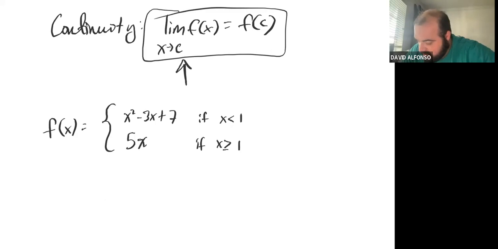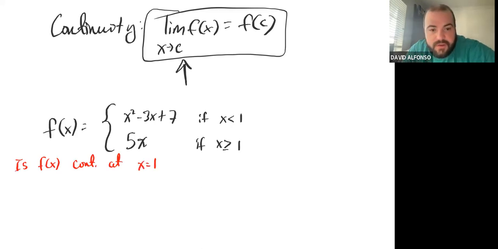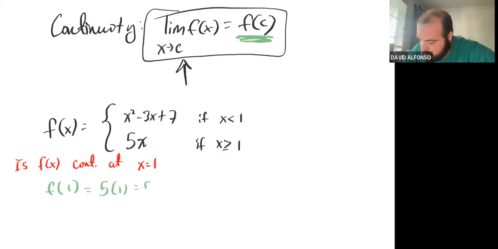Okay, so let's say the question is: is f of x continuous at x equals 1? You would have to prove that. First of all, what's the value of y of the function? That's the easiest one to do. So what is f of 1? Because it's equal at x equals 1 to the second function, you plug 1 into the second piece, which would be 5. So that's the value of y.